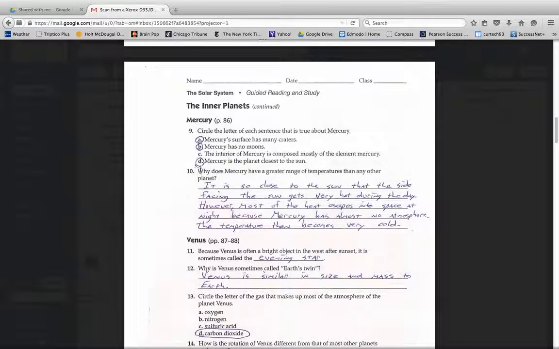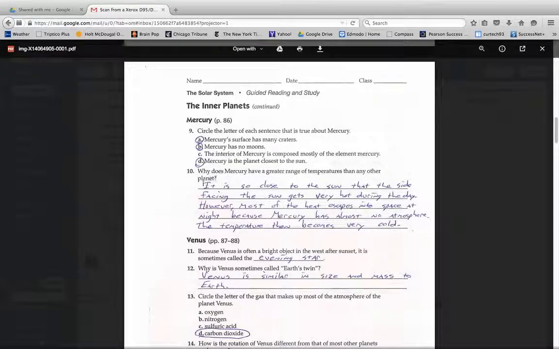Now, 10 is important when we start talking about atmosphere and climate change and greenhouse effect. This is an important one to remember. Why does Mercury have a greater range of temperatures than any other planet? It's so close to the sun that the side facing the sun gets very hot during the day. However, most of the heat escapes into space at night because Mercury has almost no atmosphere. It's very important that Mercury has no atmosphere. So the heat escapes into space at night. Then the temperature becomes very cold.